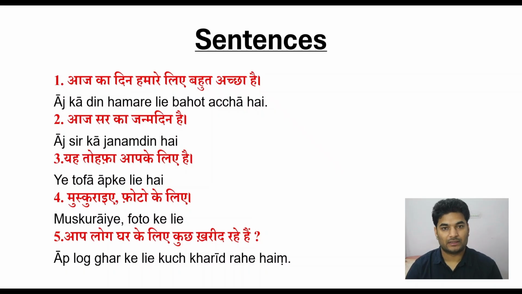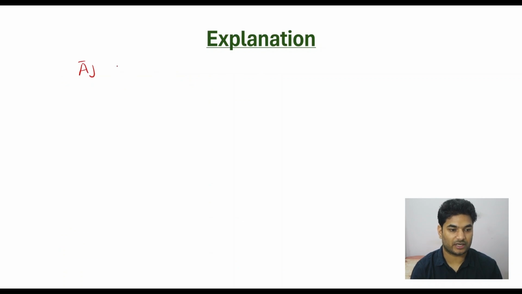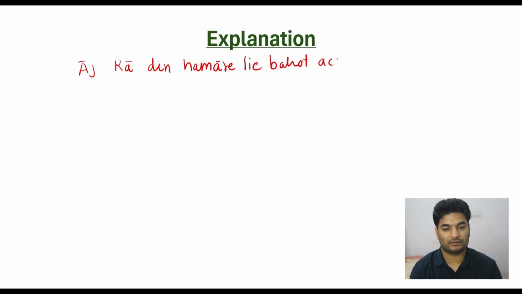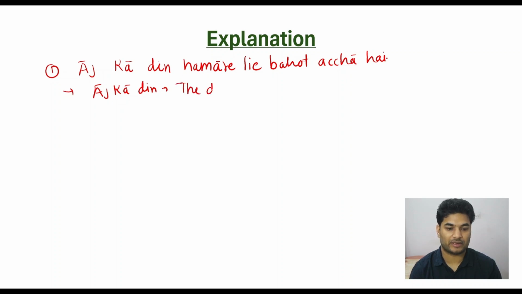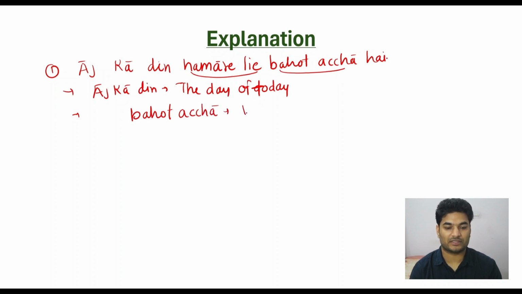So the first sentence is, आज का दिन हमारे लिए बहुत अच्छा है। आज का दिन, little translation, the day of today. हमारे लिए, for us, बहुत अच्छा. बहुत is very and अच्छा is good. बहुत अच्छा is very good.